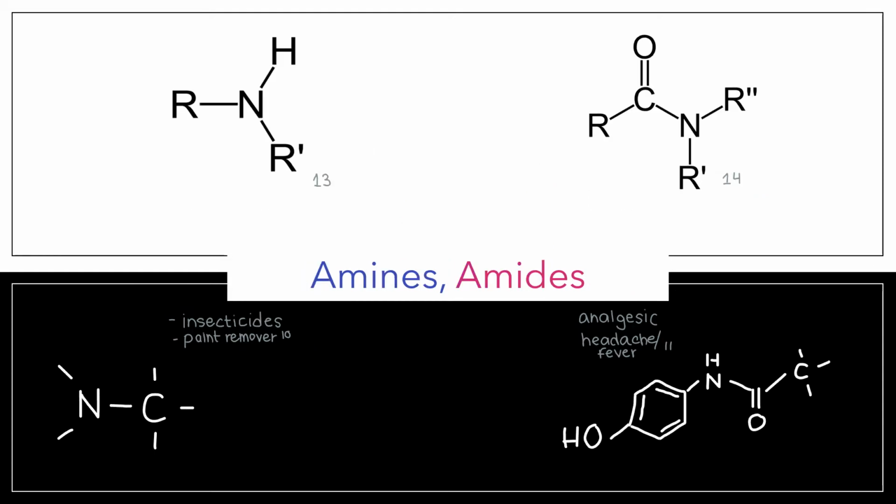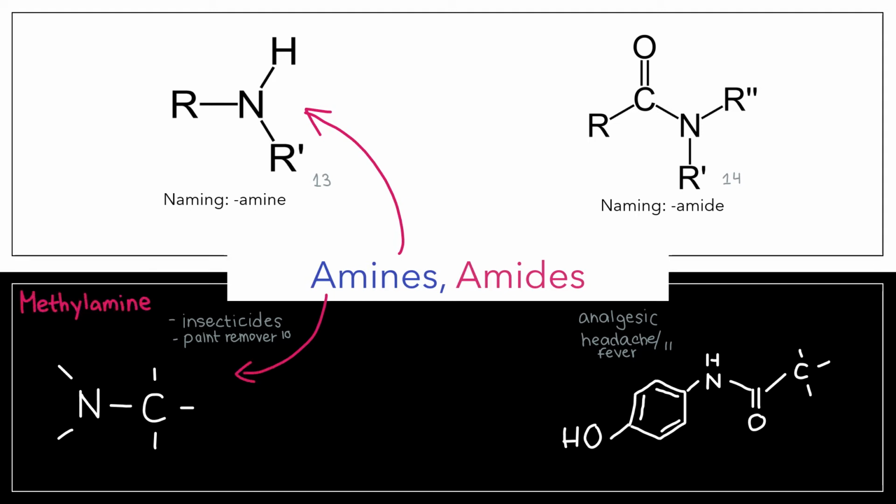So now we're going to look at amines and amides, which are quite interesting actually. So amines end in amine, and amides end in amide. So first up, we're going to look at amines. An example would be methylamine, and it is commonly used in insecticides and paint remover. Next up, amides. An example would be paracetamol, which is actually Tylenol.